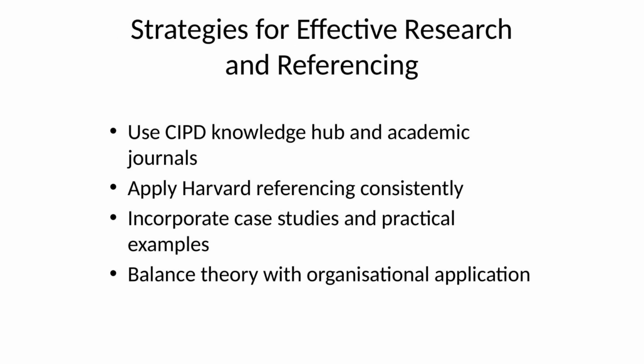High-quality research underpins a strong Level 7 assessment. Students should make extensive use of CIPD resources, academic journals, and reputable business publications. This not only demonstrates breadth of reading, but also provides the evidence base for critical evaluation. Consistency in Harvard referencing is essential. It adds credibility and shows academic rigor. For example, quoting a CIPD fact sheet on talent management and applying it to an organizational case demonstrates both knowledge and practical understanding.